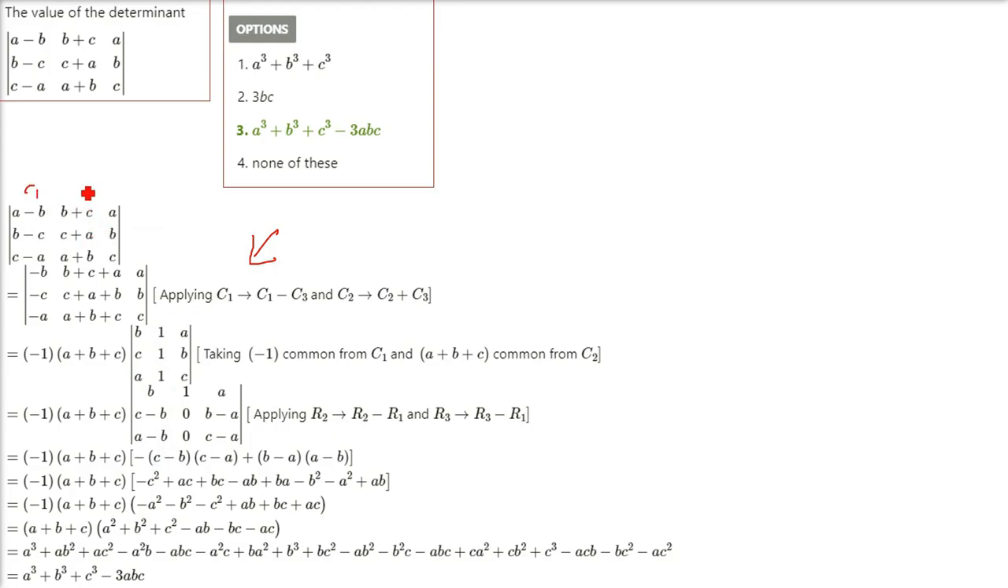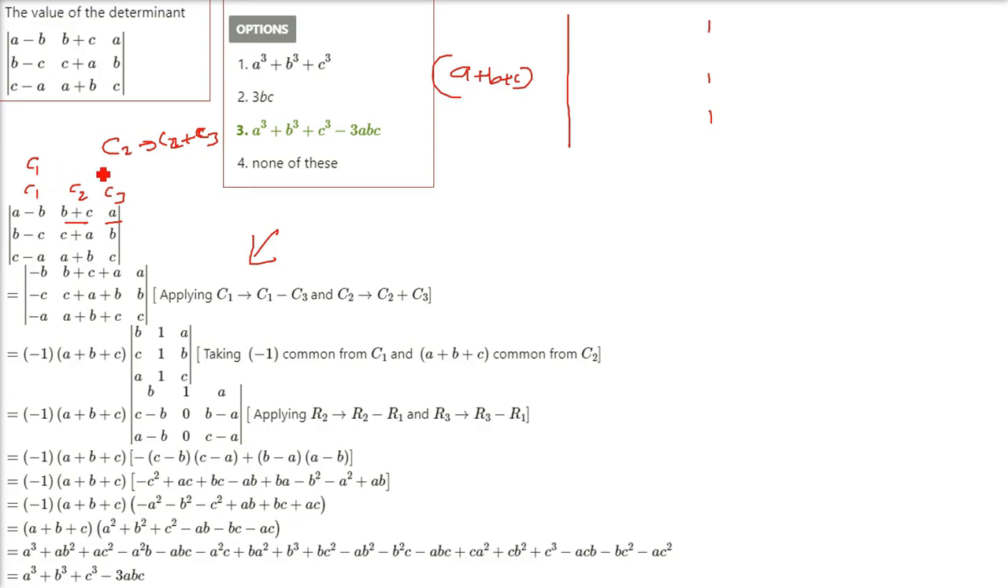This is column 1, column 2, column 3. So what we are doing is column 2 and column 3 we are adding. We are changing column 2 to column 2 plus column 3. So the middle column will be A plus B plus C, and that A plus B plus C I am taking common. I am taking outside, so only 1, 1, 1 will remain in the second column. So column 2 is changed to column 2 plus column 3. And when we add this, we take A plus B plus C outside. 1, 1, 1. Then we have this A minus B, B minus C, C minus A.